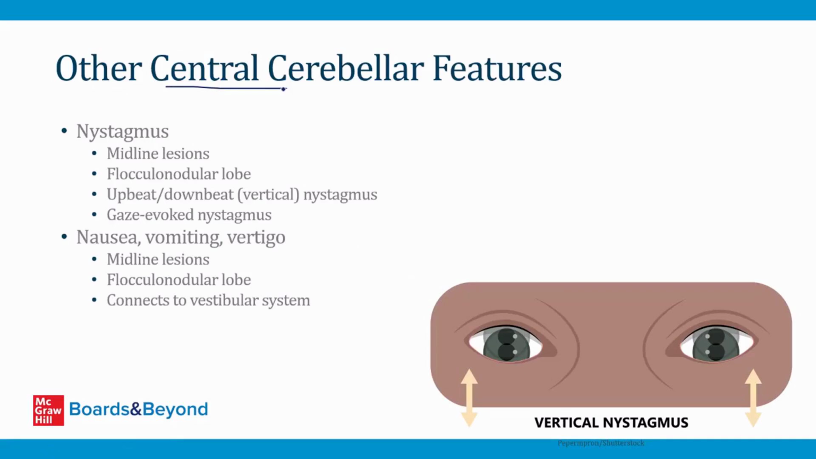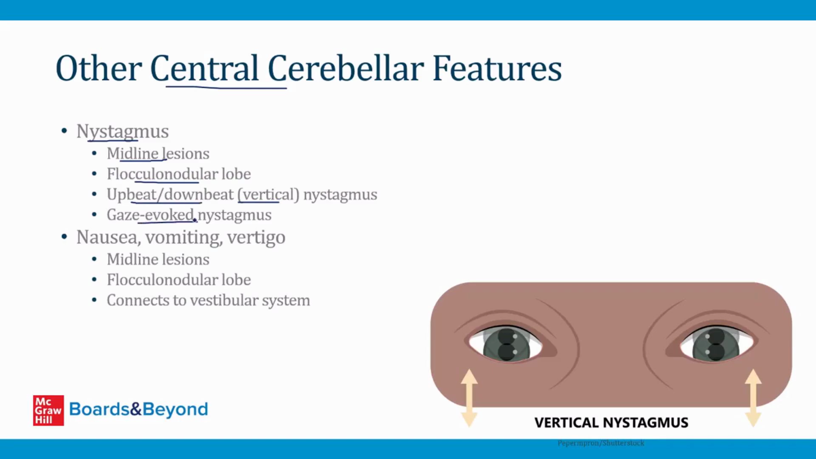I've already touched upon some of these, but let's go into them in a little bit more detail. So nystagmus, which is a rhythmic oscillation of the eyes that I talk about in detail in the video on the vestibular system, you can see nystagmus in patients who have midline cerebellar lesions. Classically, it comes from lesions of the flocculonodular lobe because this lobe sends projections to the vestibular nuclei and they control eye movements.